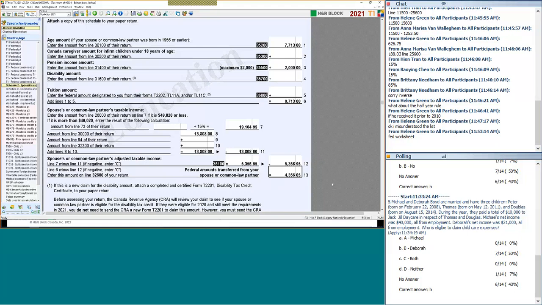he'll get a smaller spousal transfer than he would have gotten if we hadn't done the pension split. But the overall benefit to the family is worth more, which is why we're doing it. Okay, so we do not expect you ordinarily to come up with a good pension income amount on your own. All right, so let's do the next case. We're going to keep going.